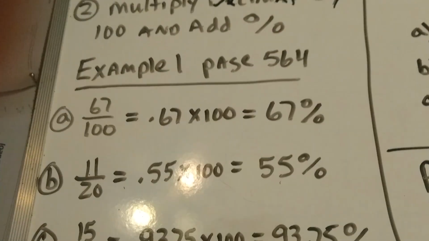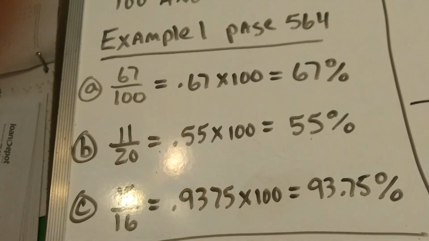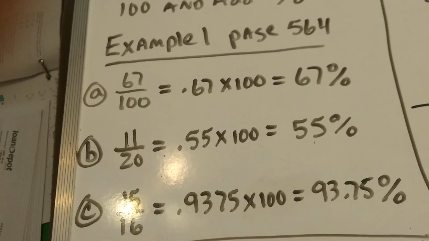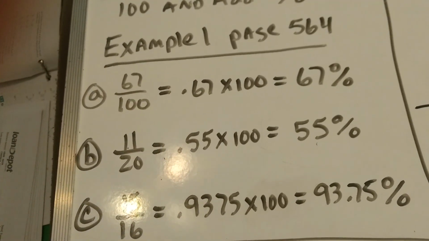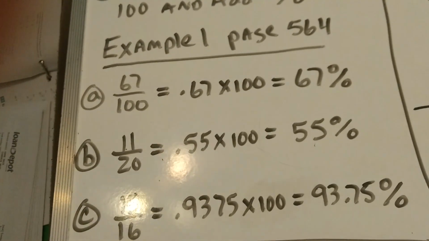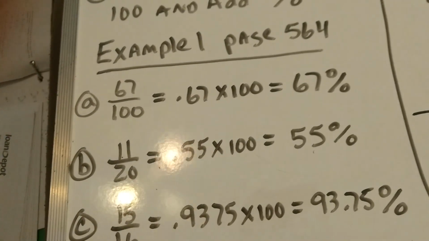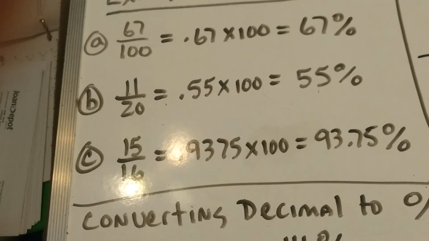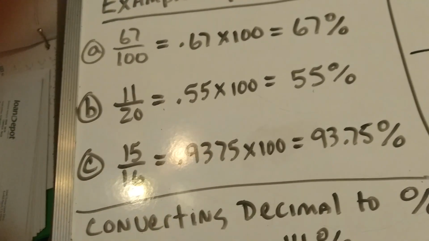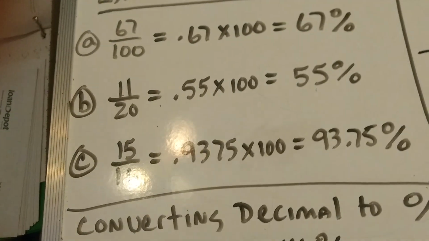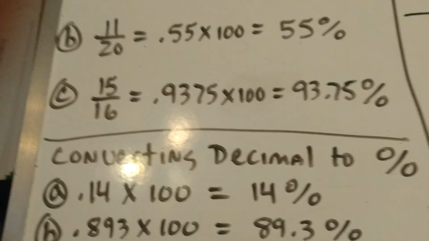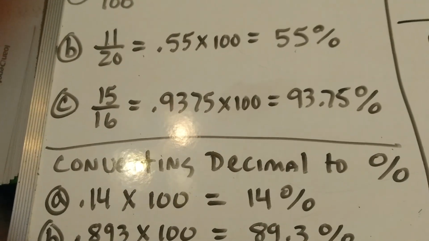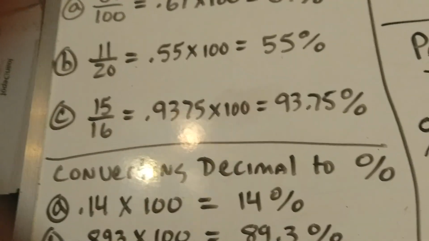Here's example 1, page 564. Got 67 over 100. We take 67, divide by 100, we get 0.67, then multiply by 100 and get 67%. Letter B, we got 11 divided by 20, we get 0.55. Multiply by 100, we get 55%. 15 over 16, we get 0.9375. Multiply by 100, we get 93.75%.